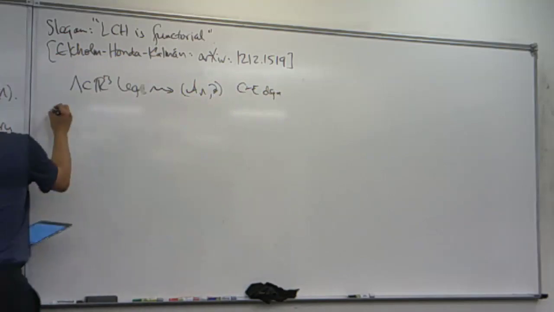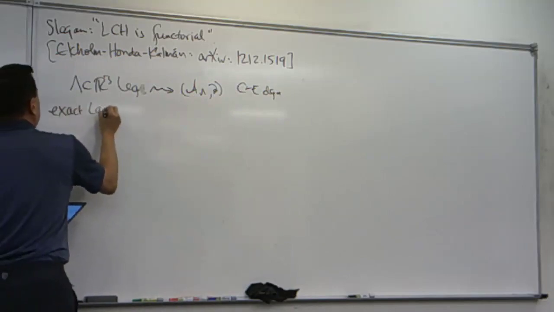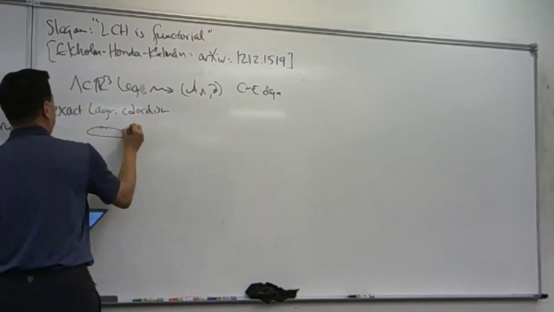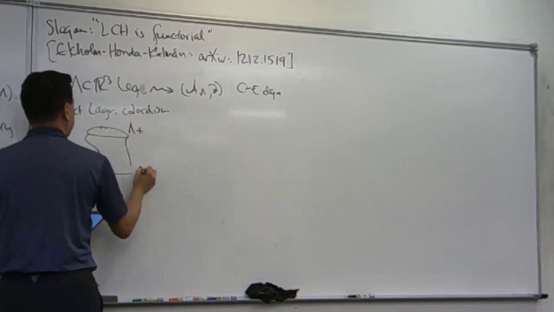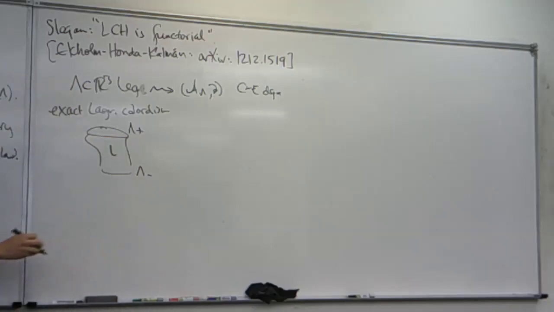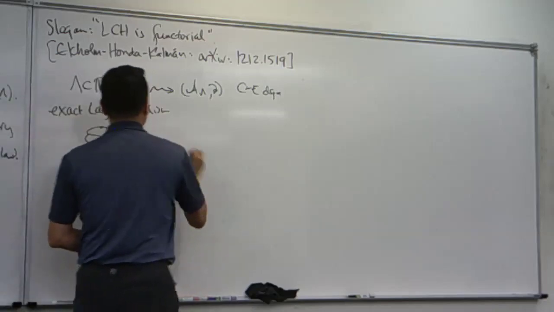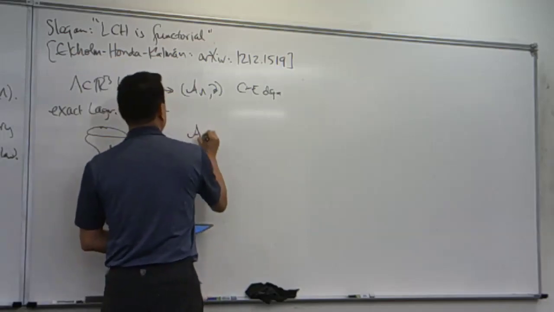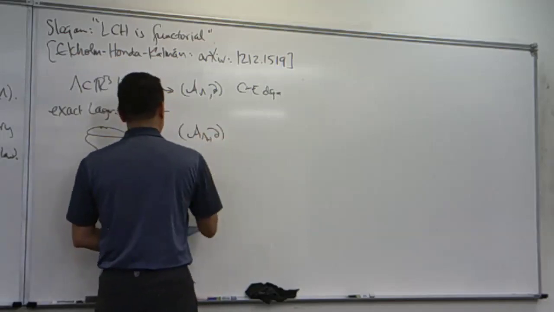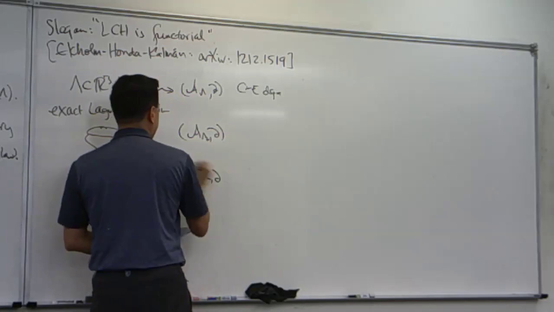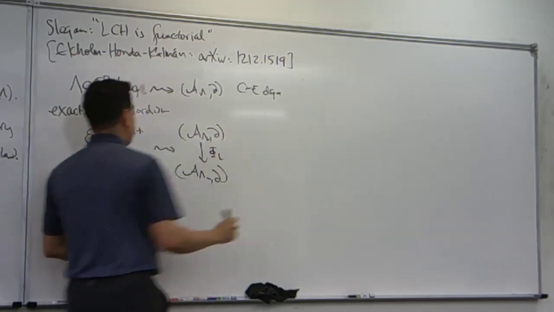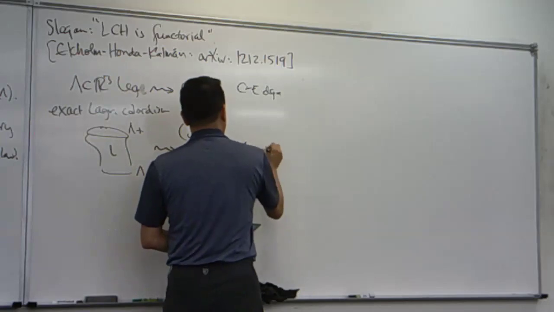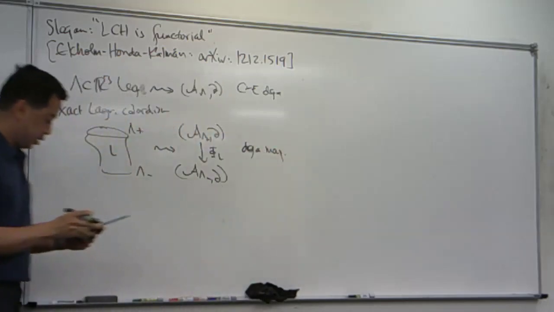Okay, so now let's suppose that we have an exact Lagrangian cobordism, which I will now just draw pictorially. So here's lambda plus, here's lambda minus, L. And this is supposed to give us a DGA map from A of lambda plus, the DGA of lambda plus, to the DGA of lambda minus. And this map I'll write as phi sub L. And this is a DGA map, in particular a chain map.